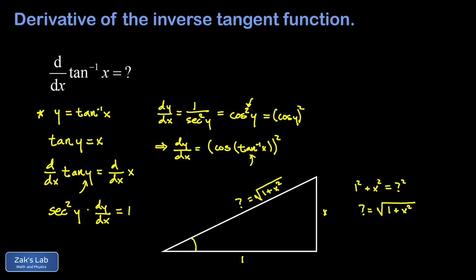Okay, now that we have that hypotenuse, we should be able to find the cosine of the angle whose tangent is x. Cosine is the adjacent side over the hypotenuse. So that's going to be 1 over the square root of 1 plus x squared. And finally, all we have to do is square this expression, which undoes that square root. And we arrive at an algebraic expression for dy dx. In other words, we found the first derivative of the inverse tangent function, and we're done.